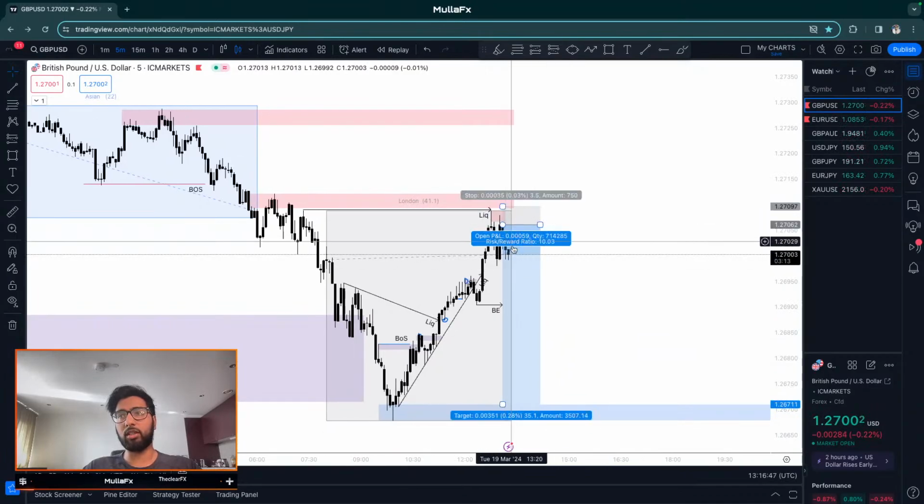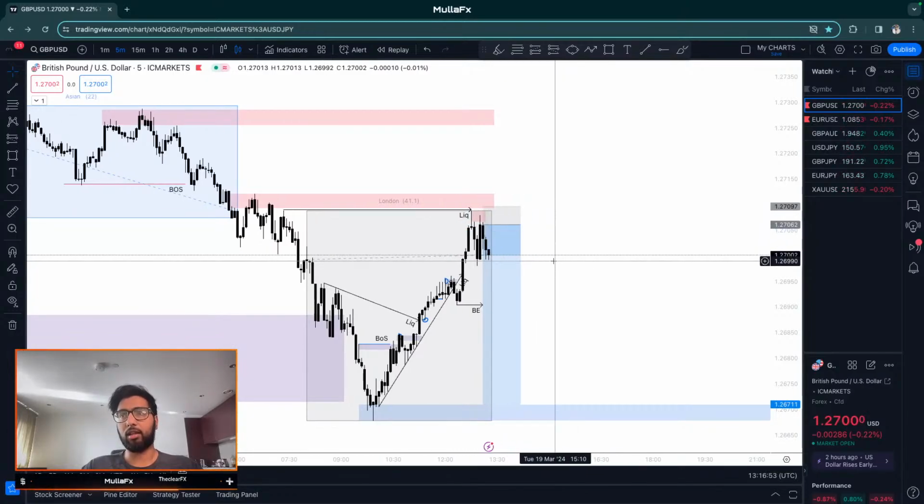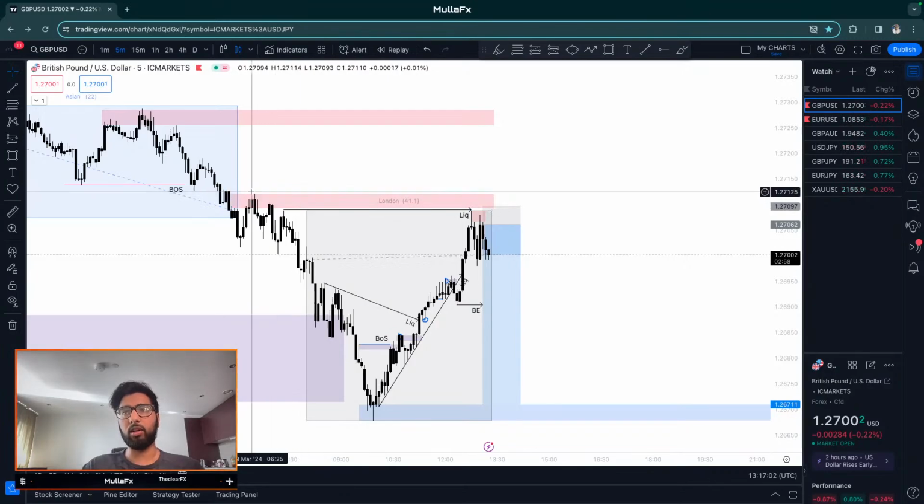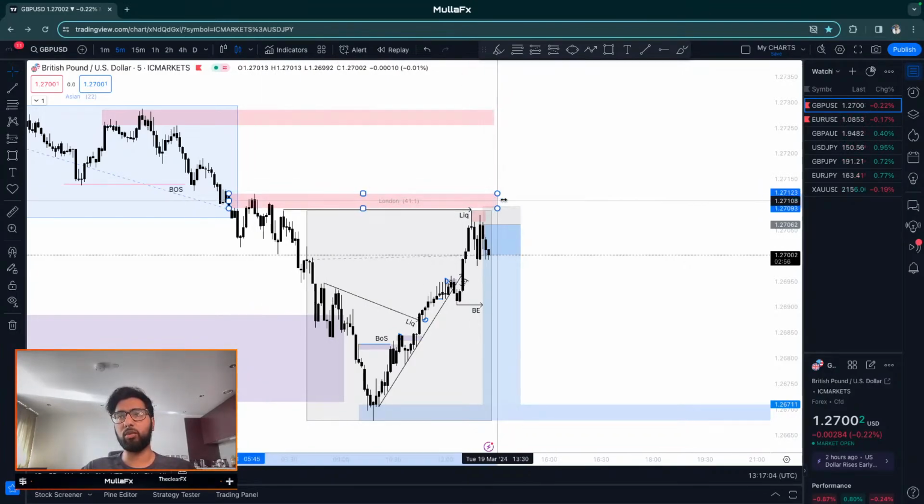At the moment, I'm looking to see if price comes back to this level over here, to my entry point, and that is okay. As long as we don't see a break of this liquidity high over here. We had a liquidity high over here, and we also have a liquidity high over here, so I'm really interested to see if price will come up to this level here or not.